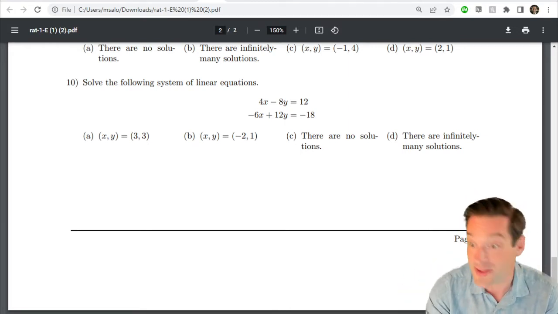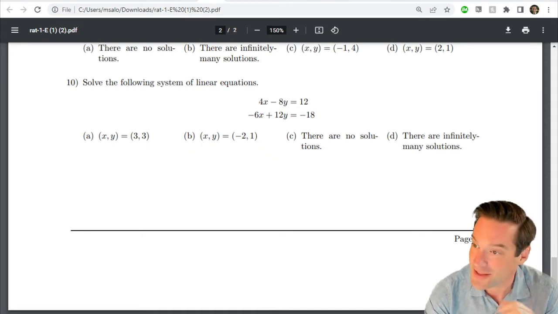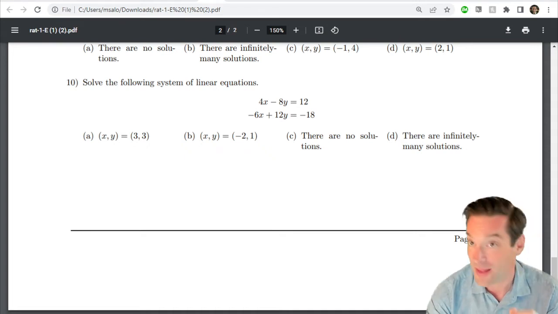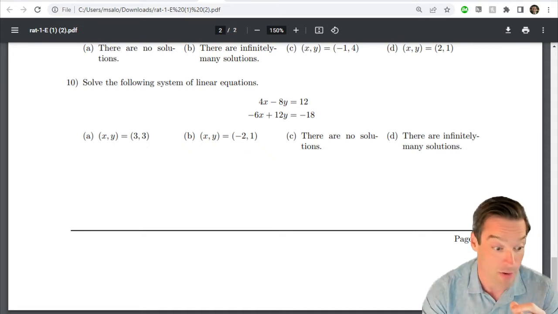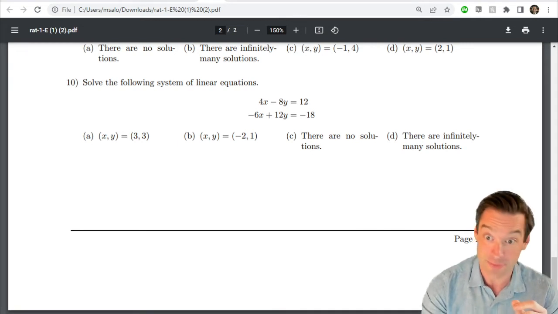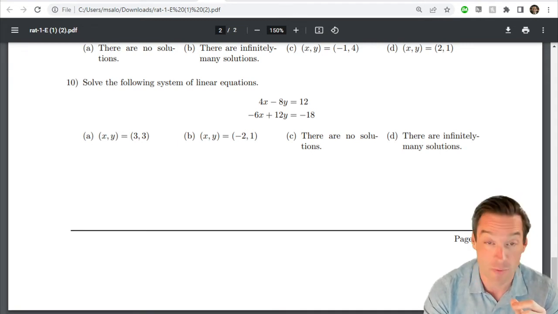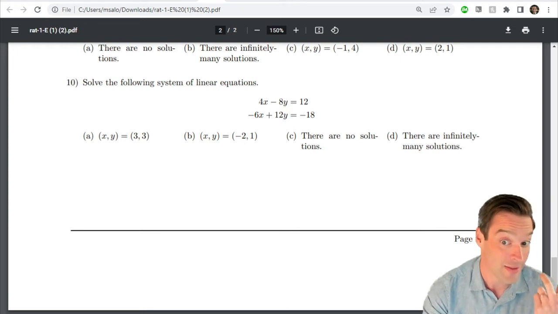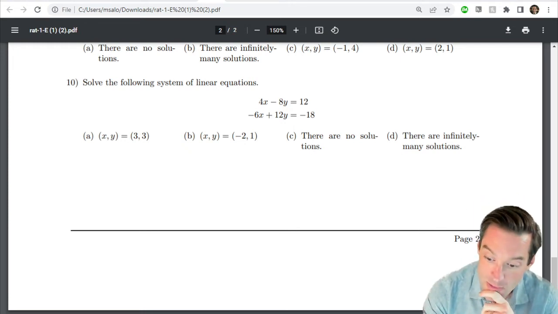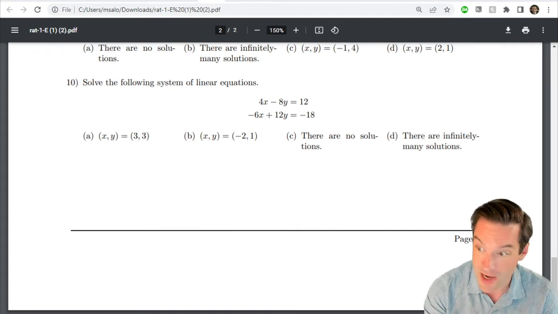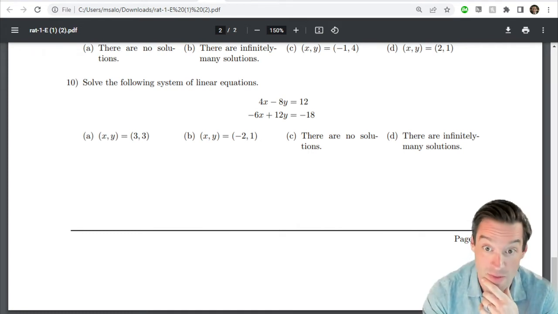And then there's this example. In this example, if you graph both of these lines, you find out that actually they are right on top of one another. Every single point which is on one of these lines is also a point on the other one of these lines. And so graphically speaking, we get this sort of confirmation that this system has infinitely many solutions.